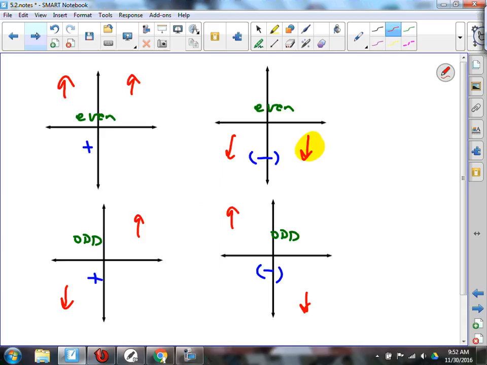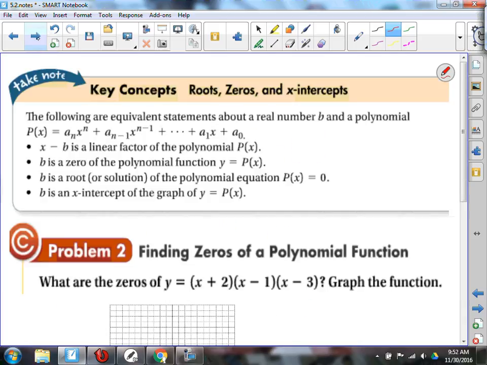So moving right along then, this key concepts box, there's that form, again with the standard form of a polynomial. It's kind of a mess. They're saying x minus b is a linear factor. So that's kind of important. X minus b is a linear factor. If x minus b is a linear factor, then b is a root of the polynomial function. B is also a root or solution of the polynomial equation.